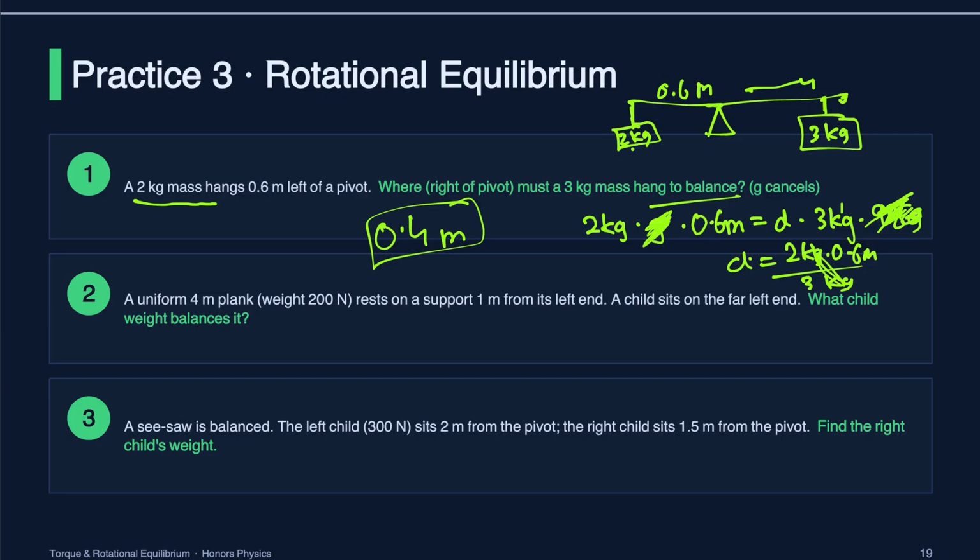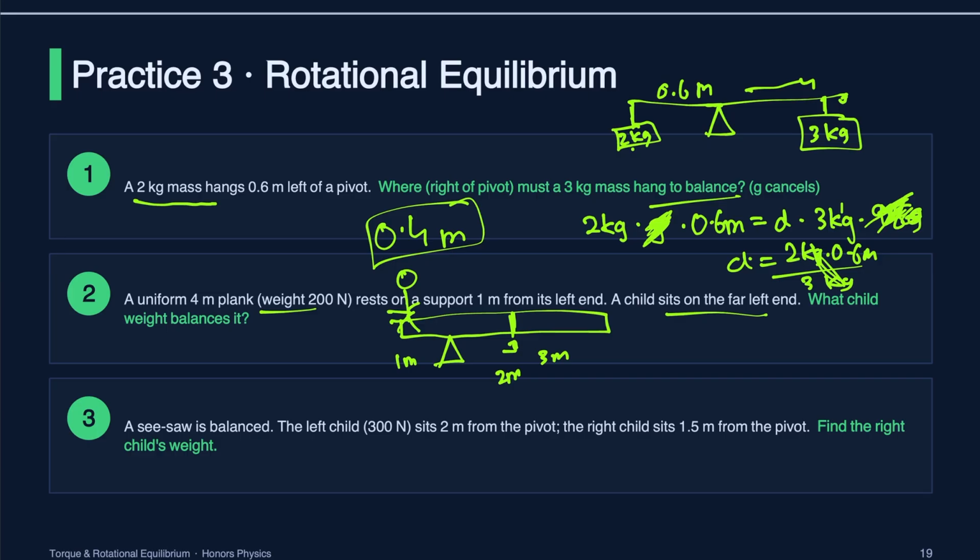Over here, a 4-meter plank that weighs 200 newtons rests on a support 1 meter from its left end. So it's a 4-meter plank, but it rests on a support that's 1 meter from its left end. So 1 meter here, and the rest would be 3 meters, right? A child sits on the far left end. What child weight balances it? Okay, so we know the torque here is going to come from the center of mass, which is at 2 meters, because that's always how it works for a scale or a ruler. It's the center of the object.